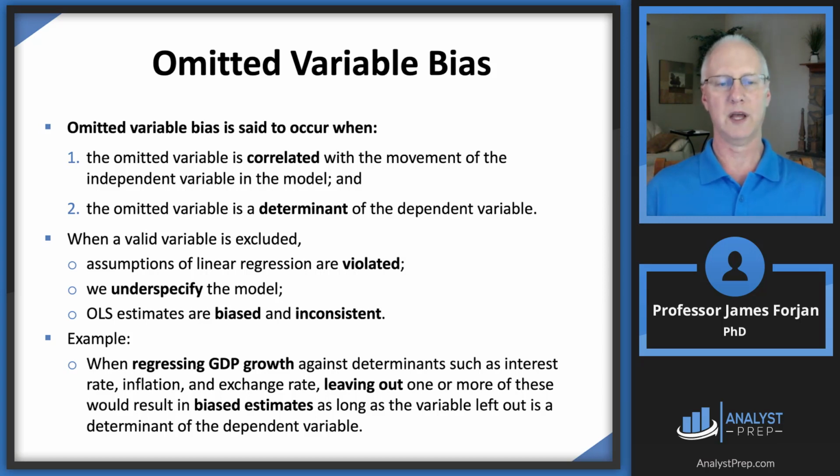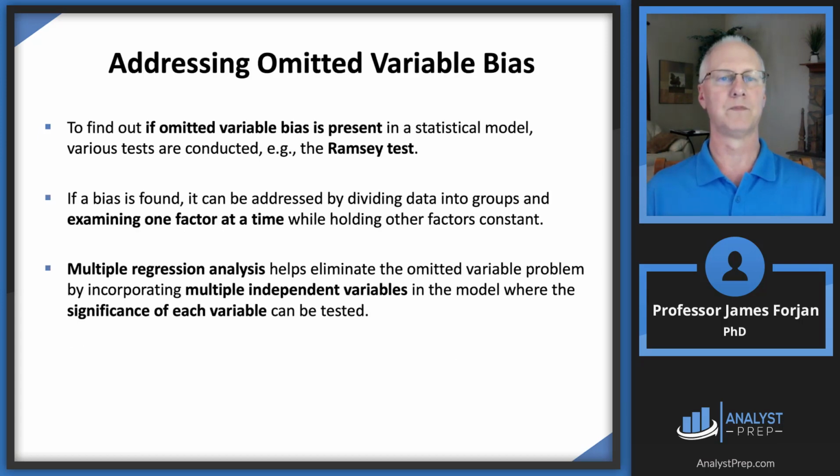So let's look at an example here at the bottom of this first slide. If we're trying to explain GDP growth against things such as, boy, we had interest rates in the last chapter, but let's add inflation and exchange rates. Then leaving out one or more of these variables would result in biased estimates because there's that interaction on the right-hand side of the regression equation.